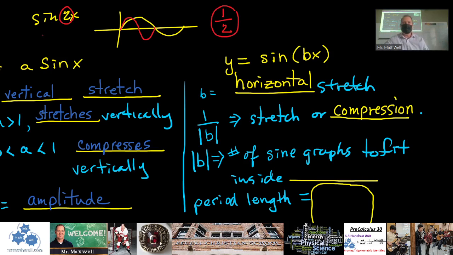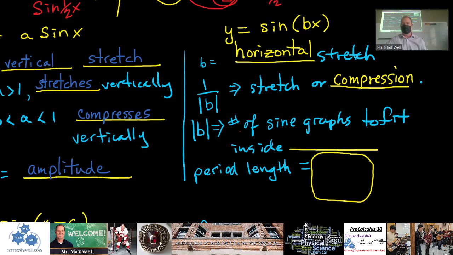If I have sine of 1/2 x now, then my graph is actually like this. It's twice as big. So the period length, or the horizontal length of it, is 1 over 1/2, which is the same as 2. Now I'm going to get to that here in the notes in a couple lines down. So let's just continue. The number of sine graphs to fit inside of 2 pi is also that b value. So don't worry about positive or negative. We're just dealing with the magnitude right now.